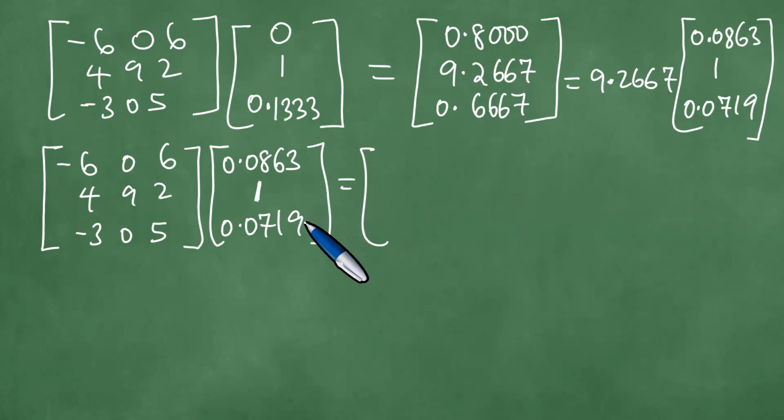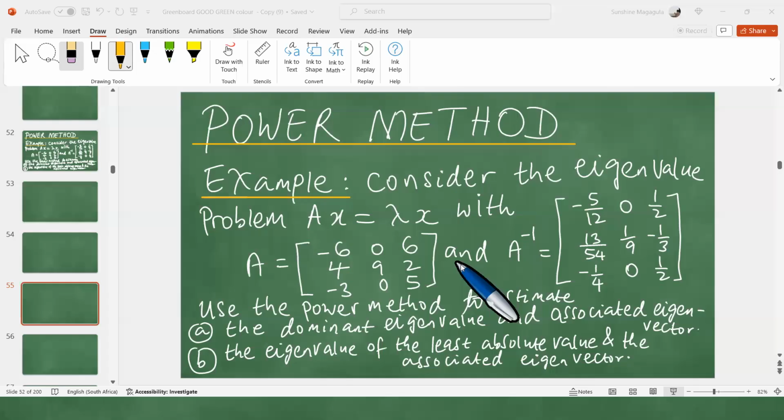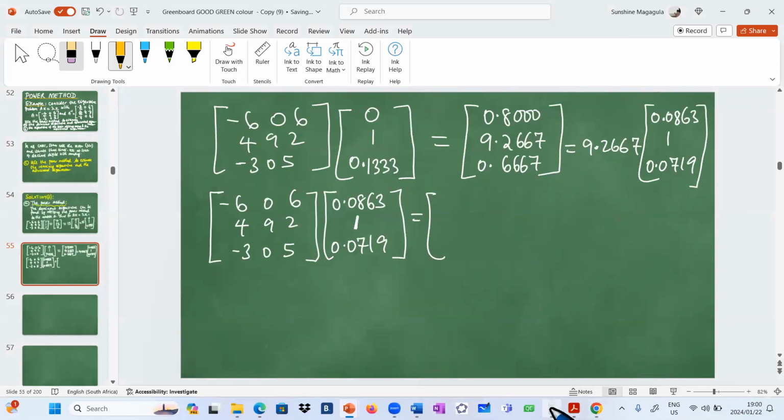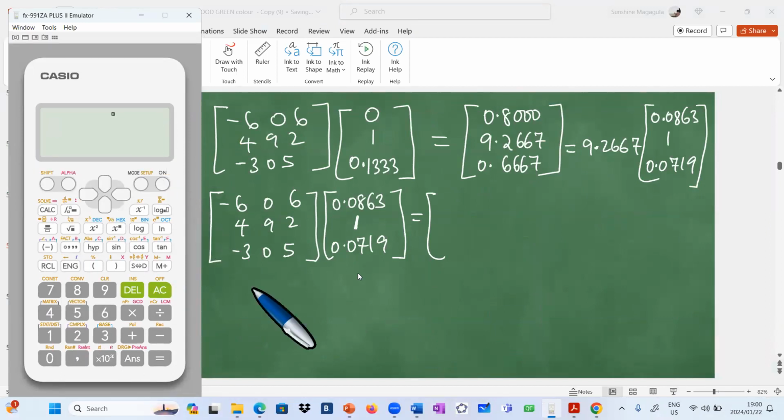So let's use our calculator. Right, so using our calculator, we'd have minus 6 by this. So it's minus 6 by 0.0865. Zero by this is 0 plus 6 times 0.0719. Okay, so what we're then getting here is exactly that entry. Okay, obviously, to four decimals, it's minus 0.0864.